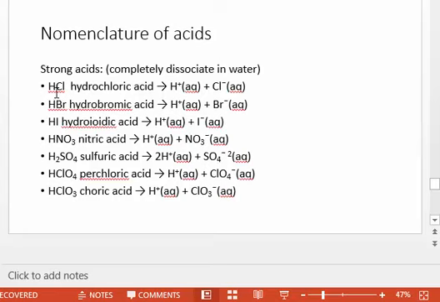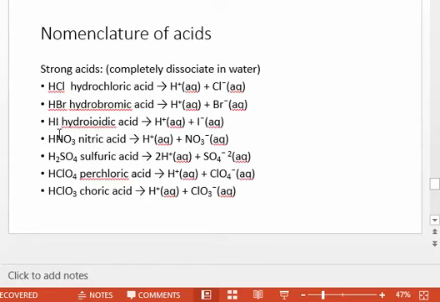These 7 acids are hydrochloric acid, or HCl; hydrobromic acid, or HBr; hydroiodic acid, HI; nitric acid, HNO3; sulfuric acid, H2SO4; perchloric acid, HClO4; and chloric acid, HClO3.